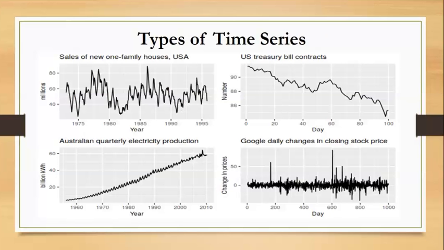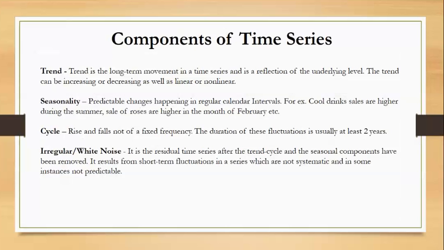Chart 4 does not show any pattern, just seems to be a random output. We'll come back to these graphs again to see what they indicate. Meanwhile, we'll see what the components of a time series are. These are my 4 components: trend, seasonality, cycle, and white noise.